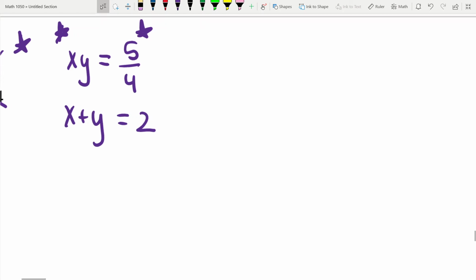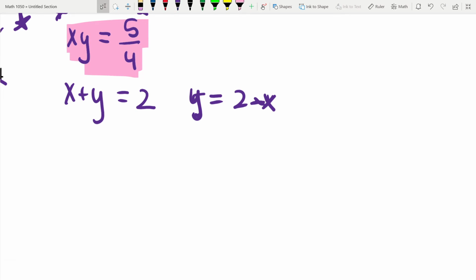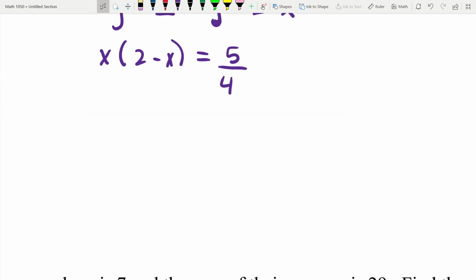So if you solve equation 2 for y, you get y equals 2 minus x. Now I'm going to plug that into equation 1. So I'm going to have x multiplied by y, which is 2 minus x, equals 5 over 4. Okay, now everybody stay calm. What do we do? One word. Distribute. Multiply that out, right? So you have 2x minus x to the second equals 5 over 4.